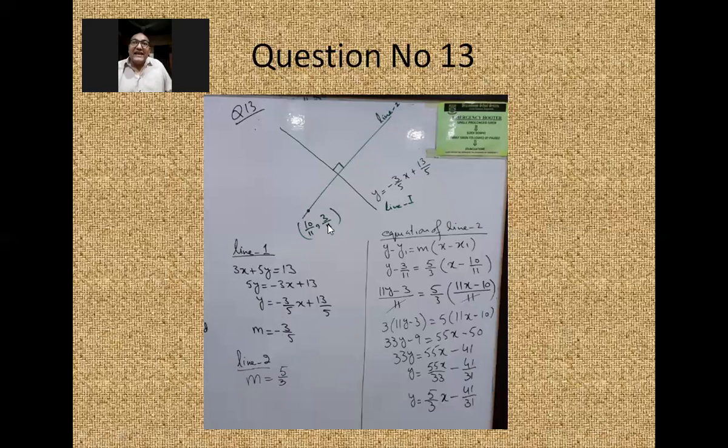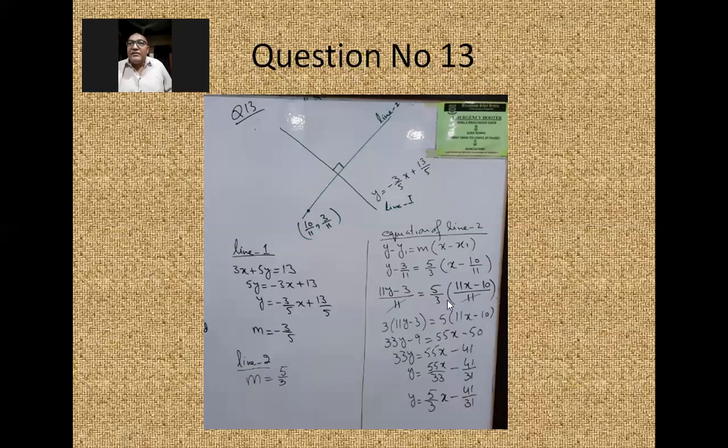So now I know the gradient of line number 2, and I know the one point through which this line is passing. So I want to find the equation. The formula is y minus y1 equals m times (x minus x1). y1 is 3/11, x1 is 10/11, m is 5/3. So I took the LCM on this side: (11y minus 3)/11 equals 5/3 times (11x minus 10)/11.